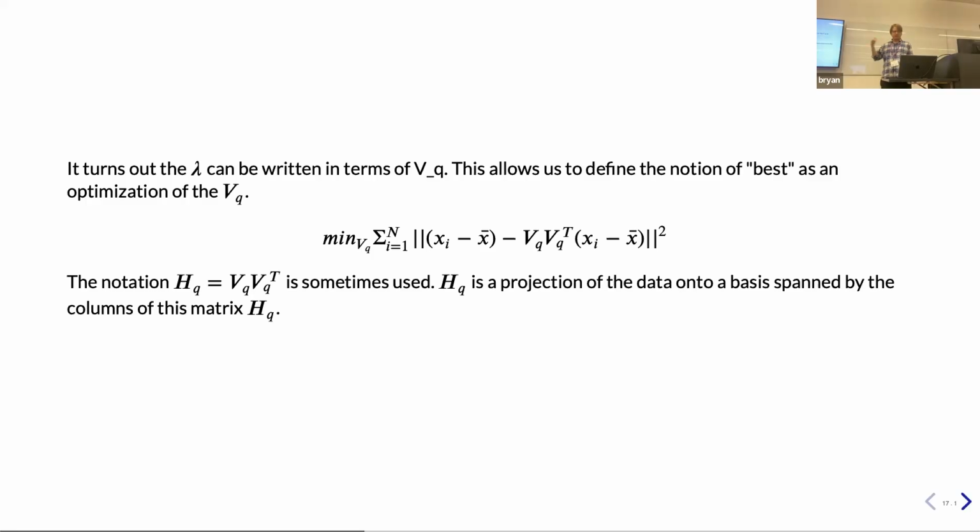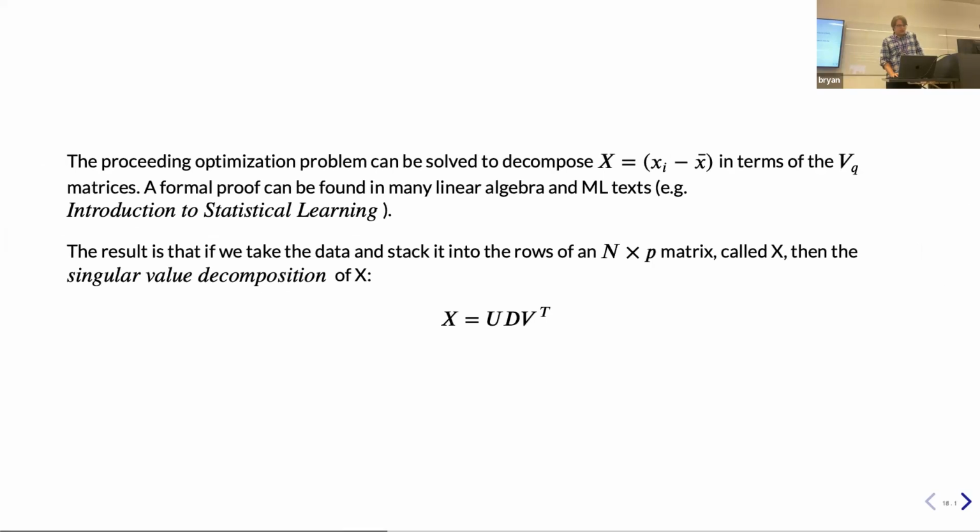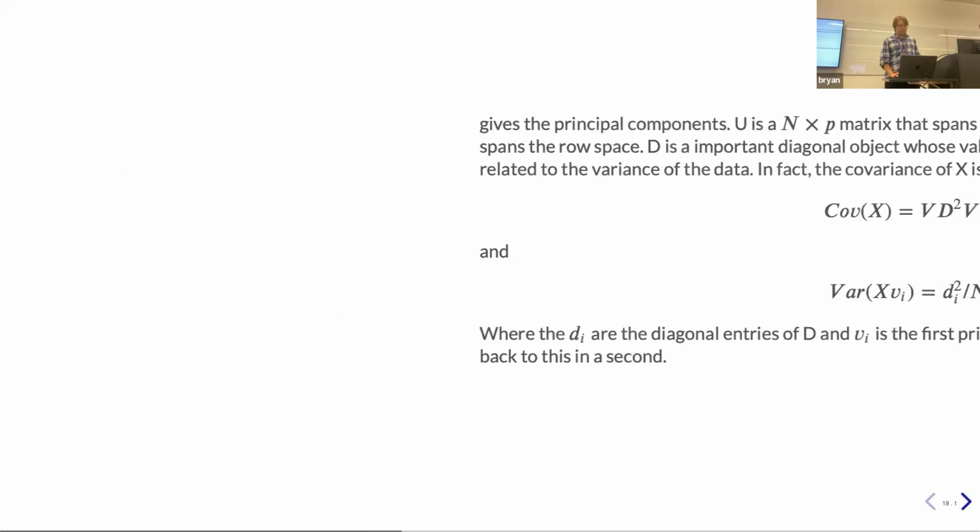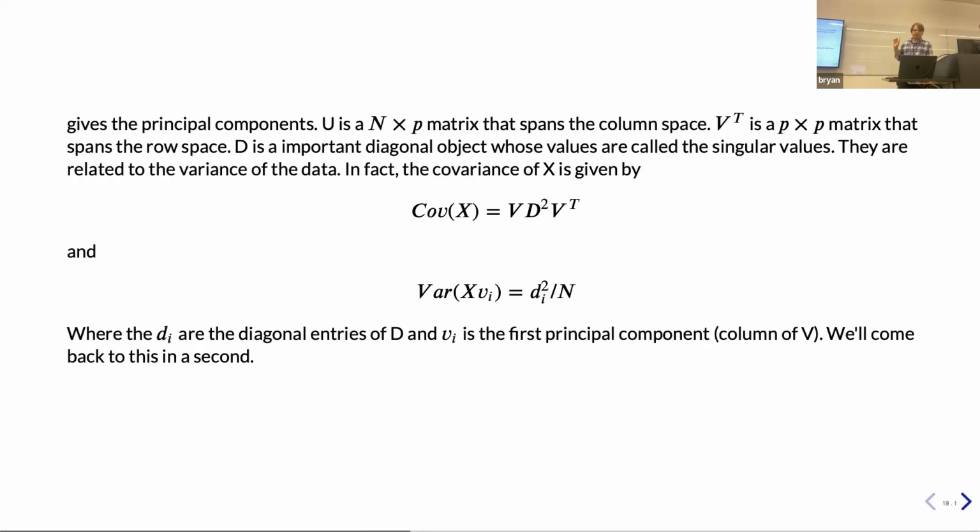What's going on here is that HQ, which is this combination of these VQ matrices, is projecting the data onto a basis spanned by the columns of this matrix. So the data is being reprojected onto an orthogonal basis. So we can work out exactly what this reprojection looks like. And it turns out that this is defined by an operation called the singular value decomposition. This SVD is a very common thing. It shows up in linear algebra all the time. There are lots of algorithms for computing it, so it's not something that you have to learn how to compute yourself. But the parts of the SVD have specific interpretations.